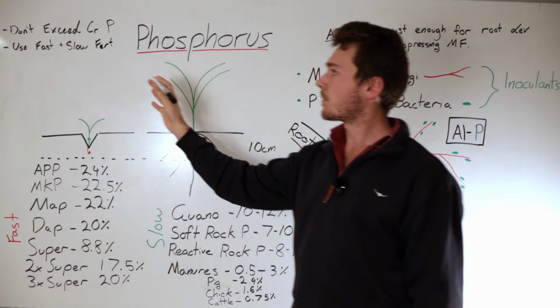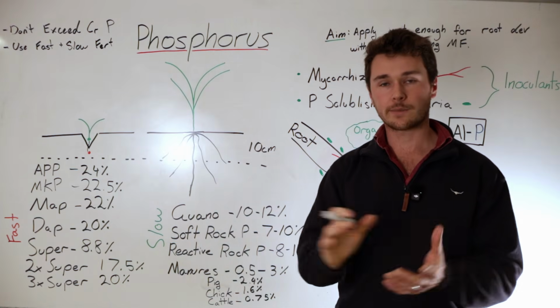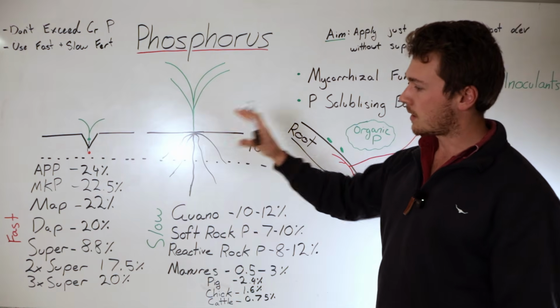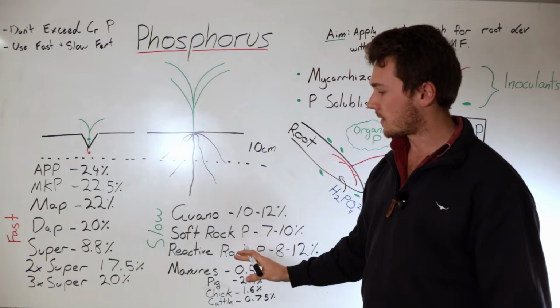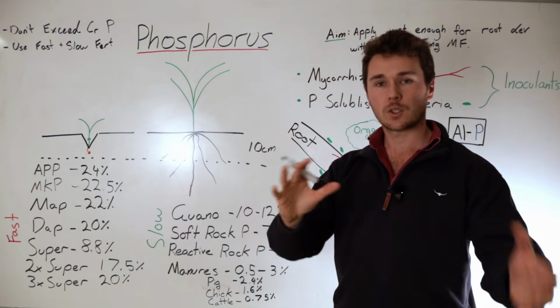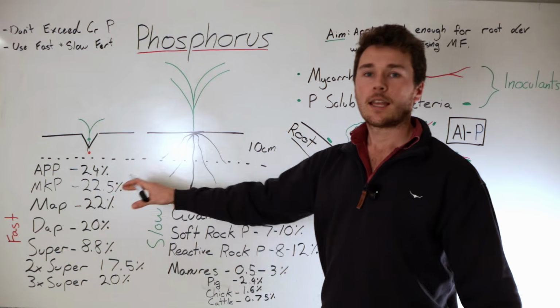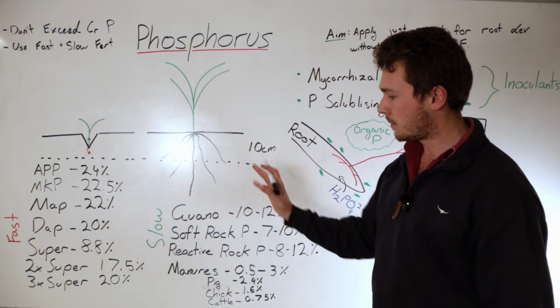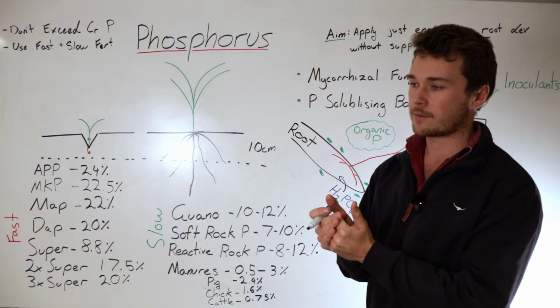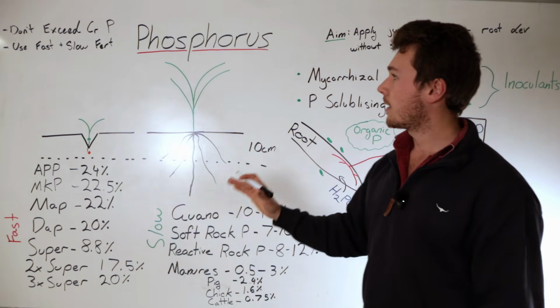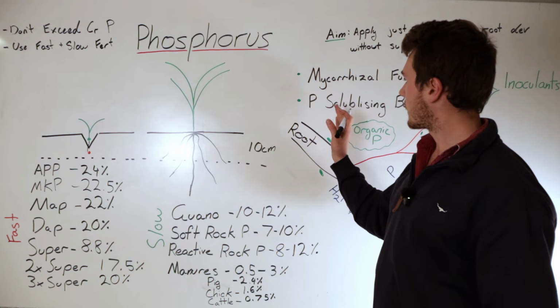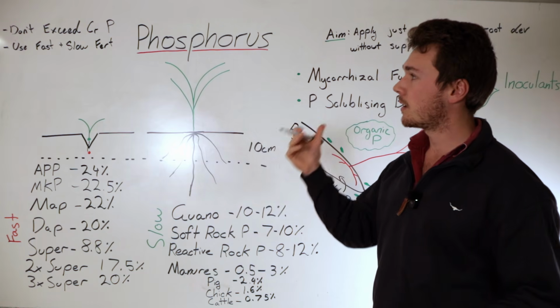Now, a good place to start, especially if you're just starting with this, is potentially 70% fast, 30% slow, and then eventually swap that over to 30% fast, 70% slow, and then completely to slow. That's one option in terms of spreading out that transition period. Doing that will assist with building up phosphorus solubilizing bacteria and potentially mycorrhizal fungi.